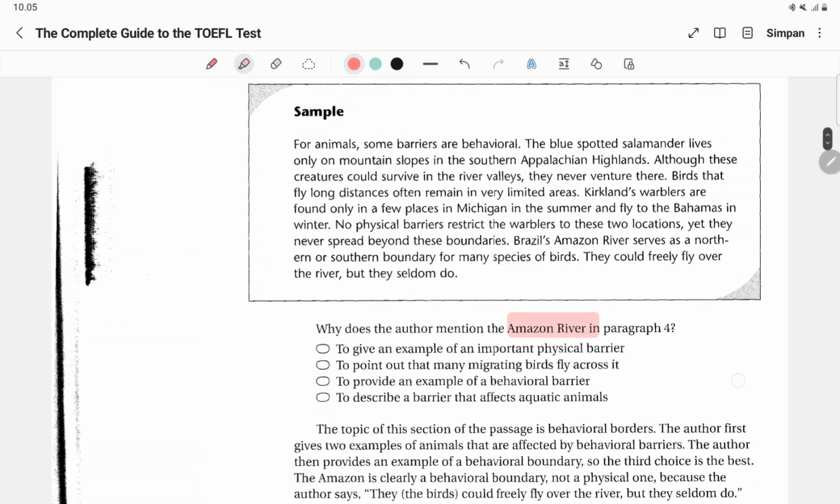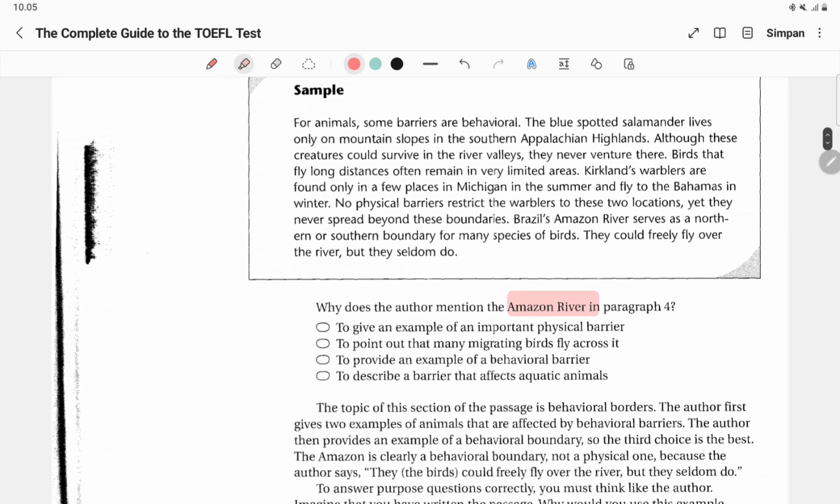Why? To give an example of an important physical barrier? To point out that many migrating birds fly across it, migrating birds, physical barrier? To provide an example of a behavioral barrier? To describe a barrier that affects aquatic animals? Amazon River. Okay, let's read.